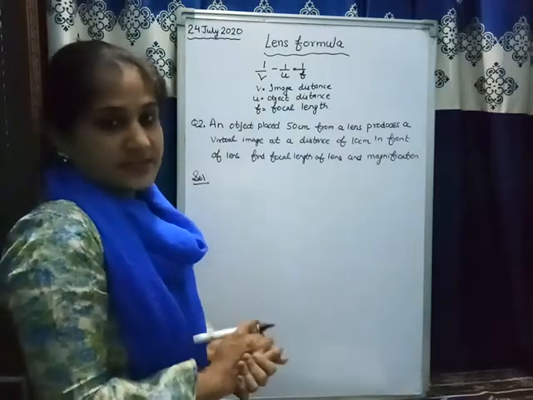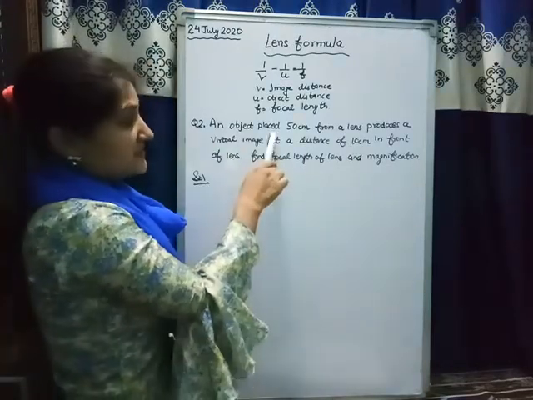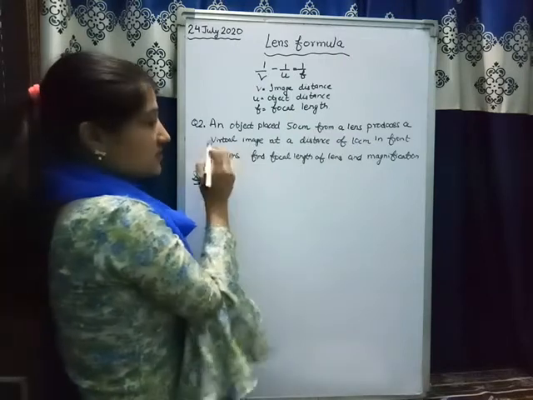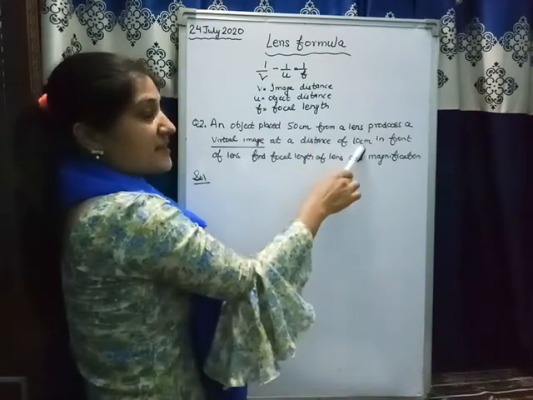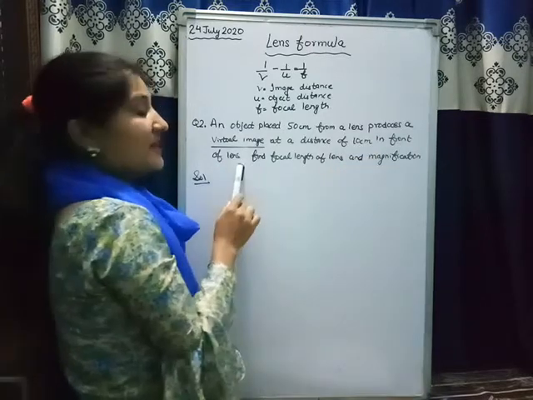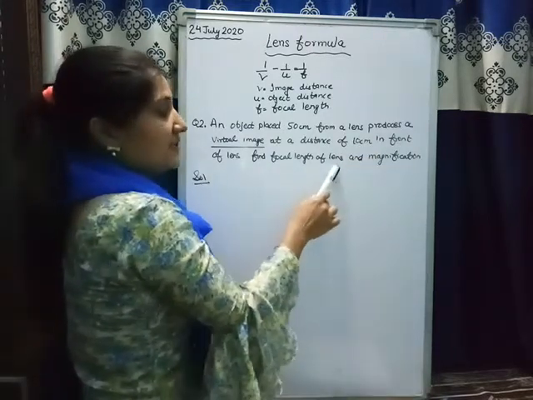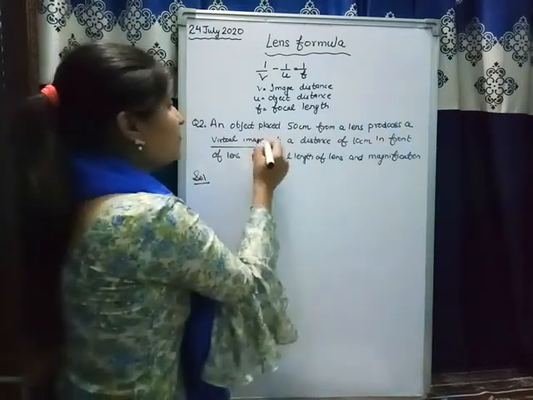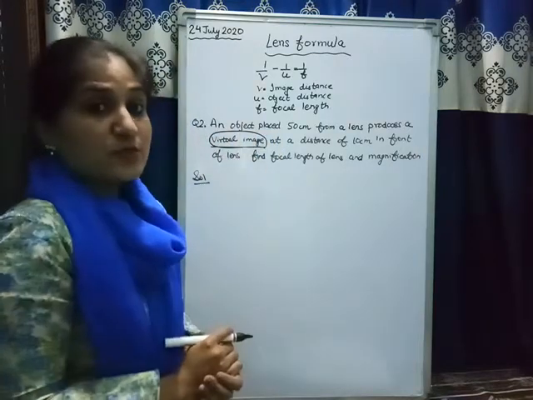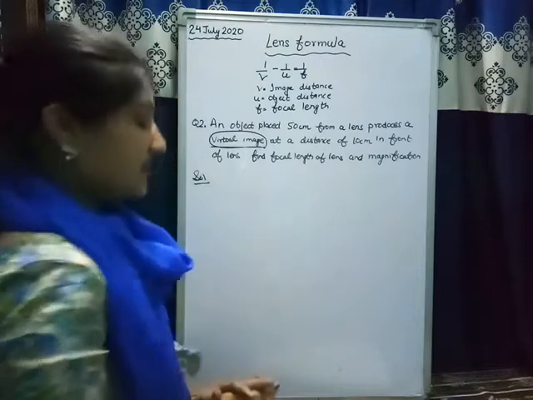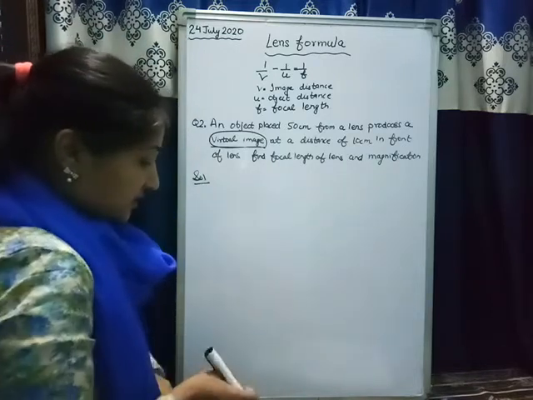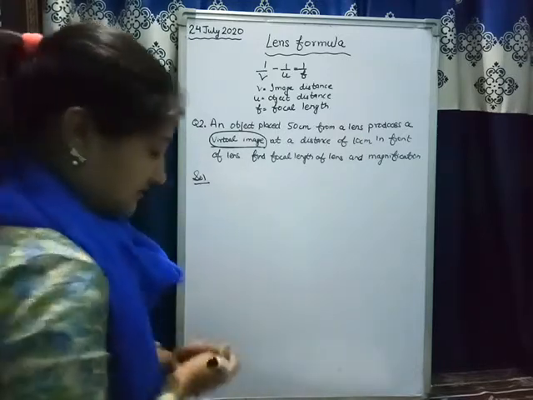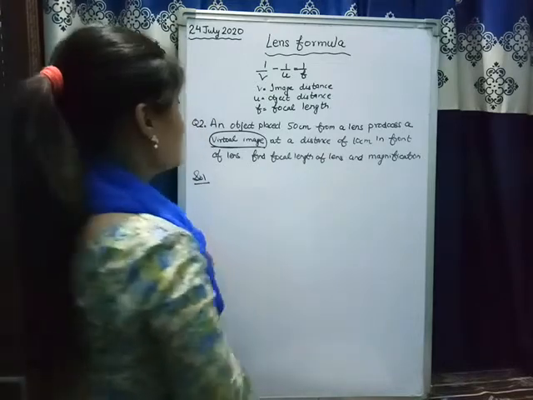Let us take another example. An object placed 50 centimeter from a lens produces a virtual image at a distance of 10 centimeter in front of the lens. You have to find the focal length of the lens and the magnification. Now, in this case, only a virtual image is given to us. So we have to find out which type of lens it is. The lens which always gives a virtual image is a concave lens. So in this case we have taken the concave lens.